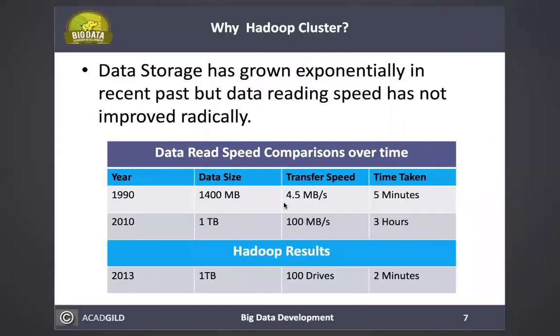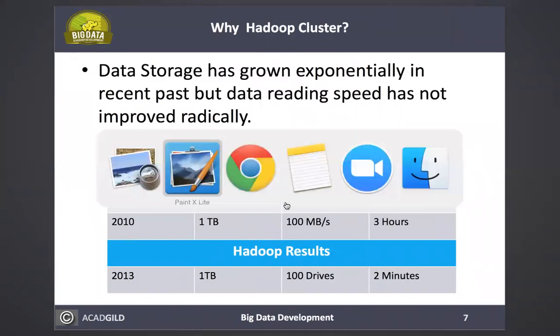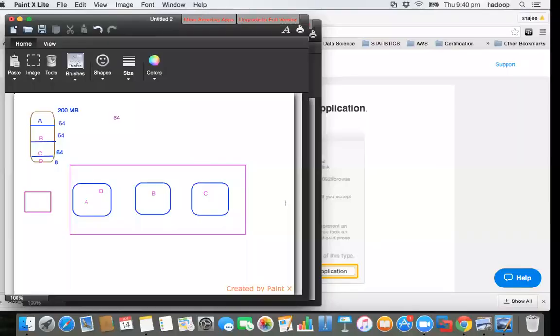Okay, so that's some of the facts which you spoke about. Data storage has grown exponentially, in that the cost of data storage has drastically come down, whereas the speed with which the data is picked up and processed has not. And that's where big data comes in and plays its role.